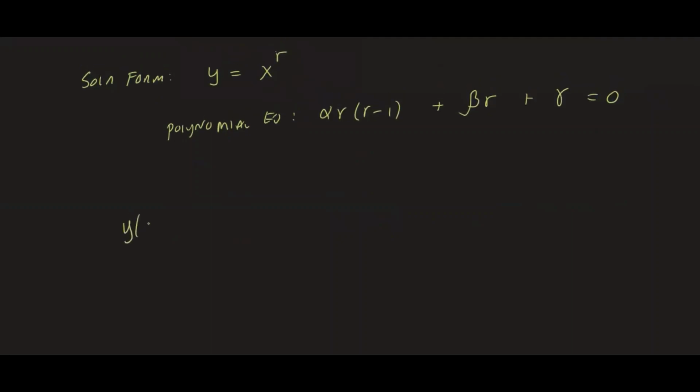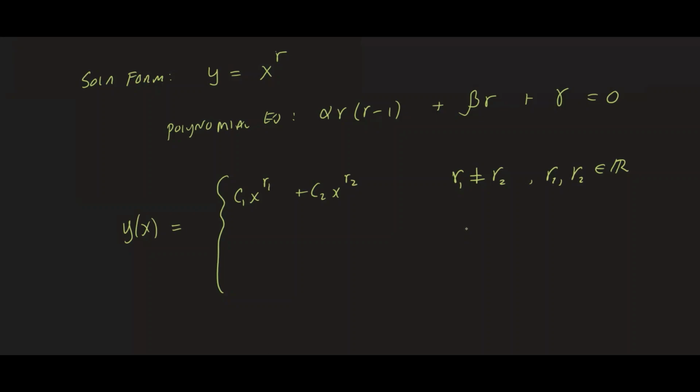So our function y of x is going to look in 3 different forms. So if the roots are real and distinct, so say, let's say r1 is not equal to r2, and they're both real, so our solution is going to be y equals c1 x to the r1 plus c2 x to the r2. So that will be the solution if the roots are real and distinct.